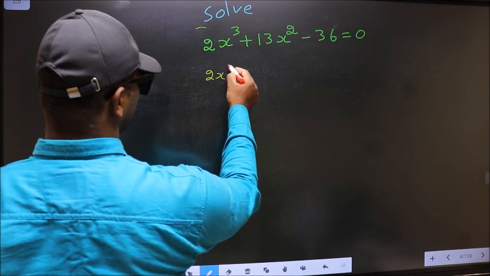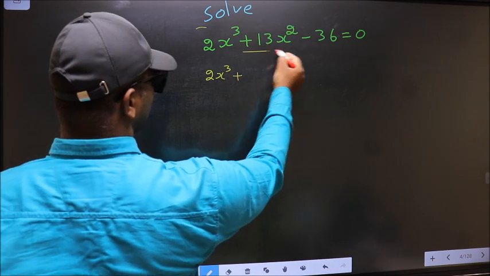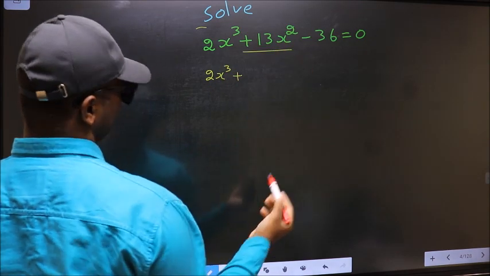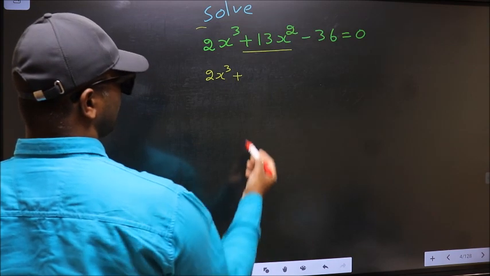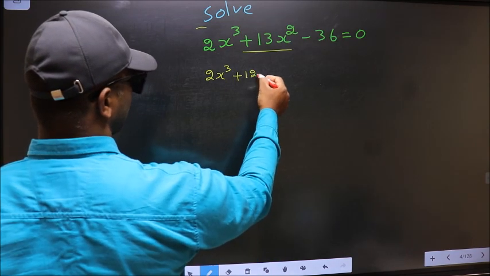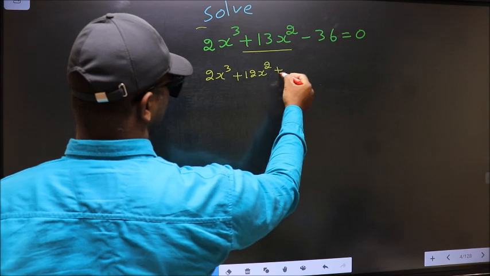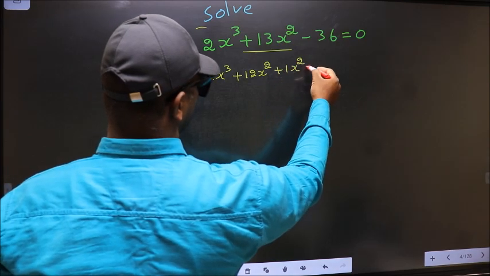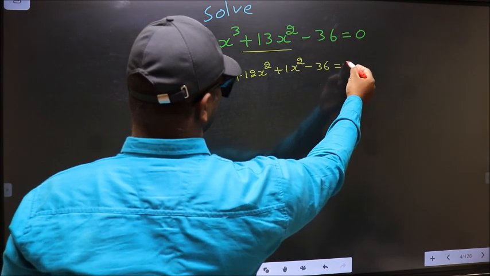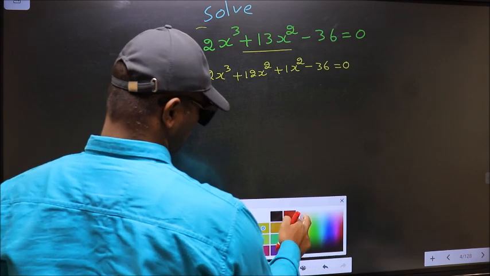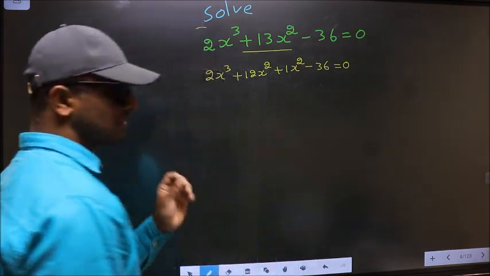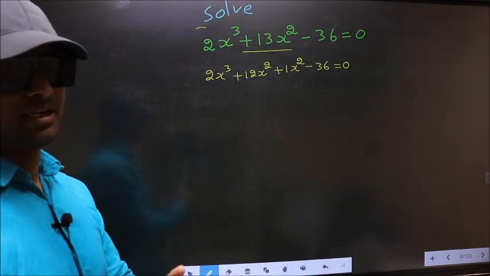2x cube, in place of plus 13x square, now we should write plus 12x square plus 1x square minus 36 equal to 0. This is your step 1.